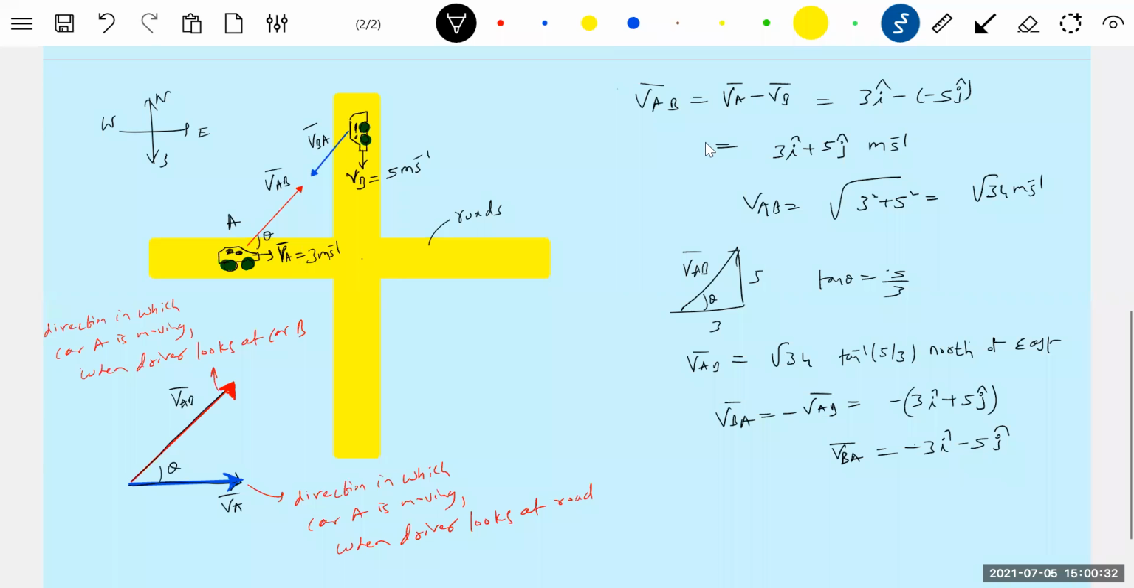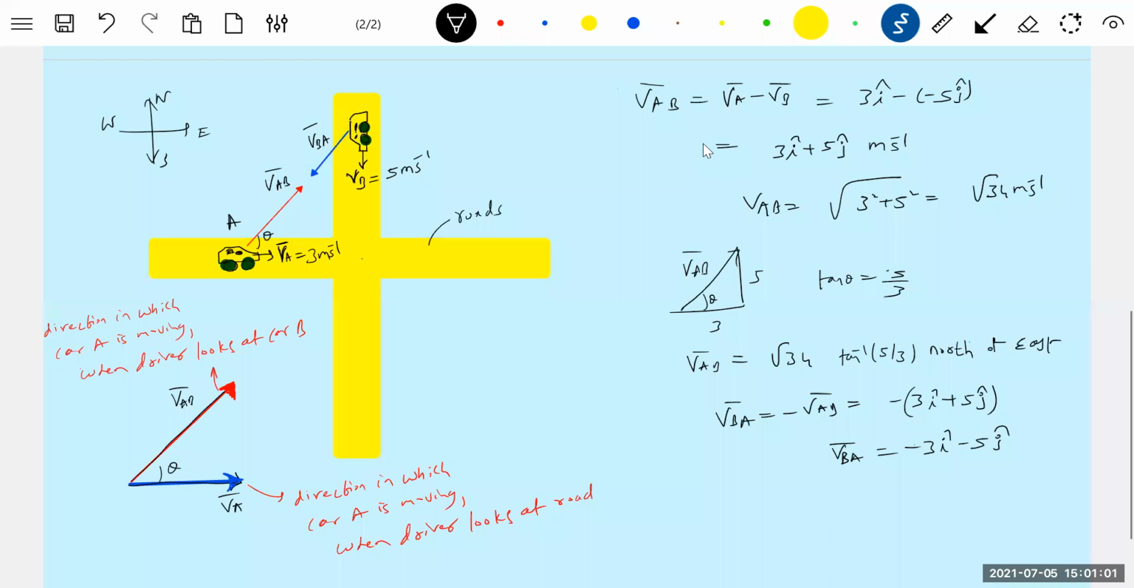It will be a test later part. VAB bar. Because when you move with the velocity VAB bar, car B will appear at rest, and you are going to go and collide with that one. If you move with the velocity VAB bar, what will happen to car B? Car B will appear at rest.